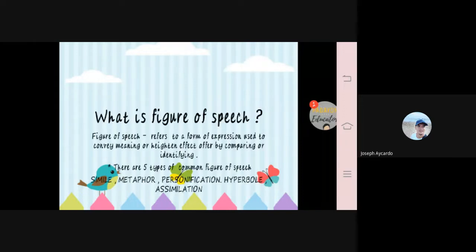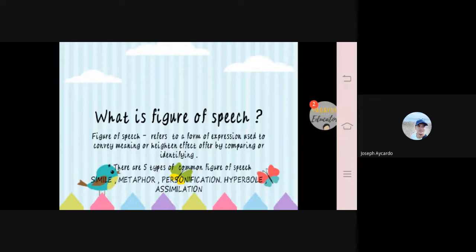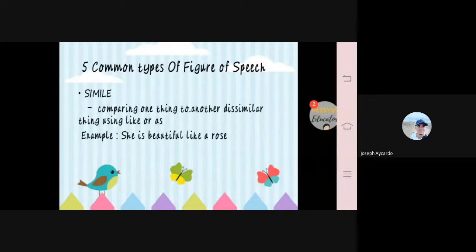Okay, class. Our topic for today is all about figure of speech. Figure of speech refers to a form of expression used to convey meaning or heighten effect by comparing or identifying. There are five types: simile, metaphor, personification, hyperbole, and alliteration. These are the five common types of figure of speech.